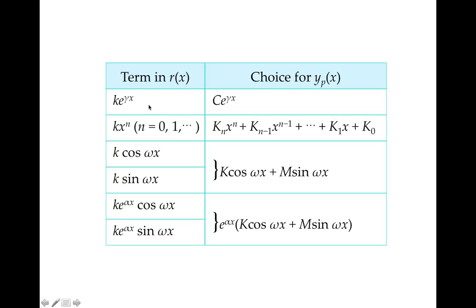So, for example, if we have an exponential form, e to the gamma x, with some constant that in this case would be known, then our choice for the particular solution would also be e to the gamma x with an unknown constant. If we have a power, k x to the n, then our solution would be a sum of an unknown constant, x to the n, and then all of the lower powers of x also with unknown constants. And then sinusoidal, obviously our solution will be some sum of a cosine and a sine. Exponentially damped or growing sinusoid, once again, is an exponential and then a sine and cosine.